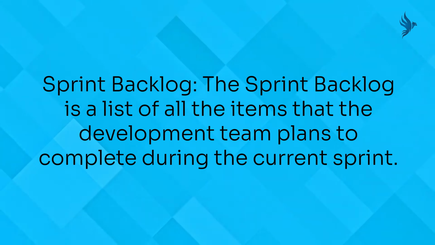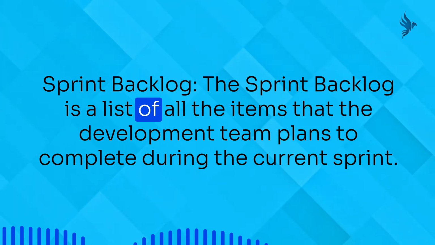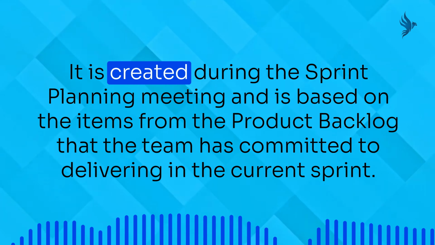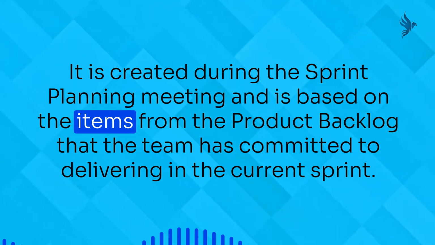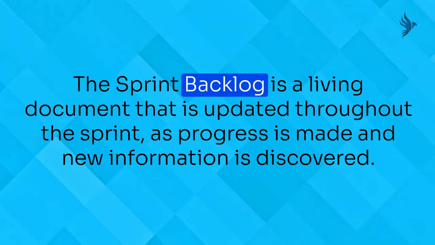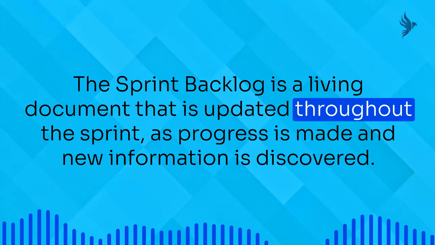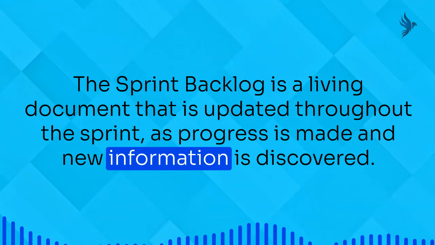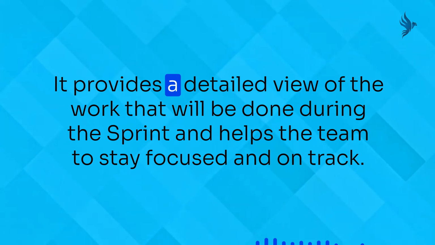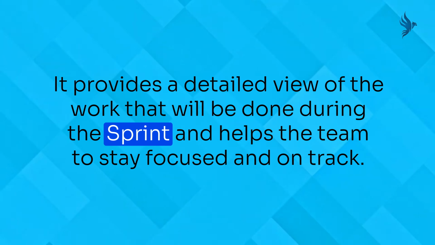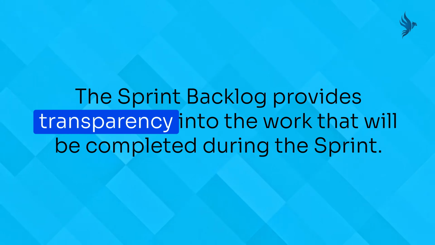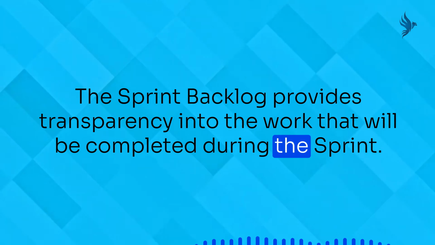delivered. 2. Sprint backlog. The sprint backlog is a list of all the items that the development team plans to complete during the current sprint. It is created during the sprint planning meeting and is based on the items from the product backlog that the team has committed to delivering in the current sprint. The sprint backlog is a living document that is updated throughout the sprint as progress is made and new information is discovered. The sprint backlog is owned by the development team. It provides a detailed view of the work that will be done during the sprint and helps the team to stay focused and on track.